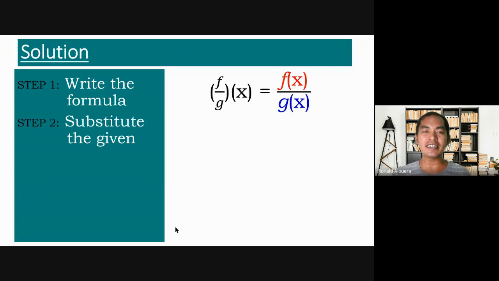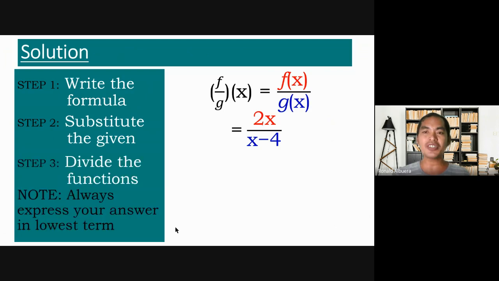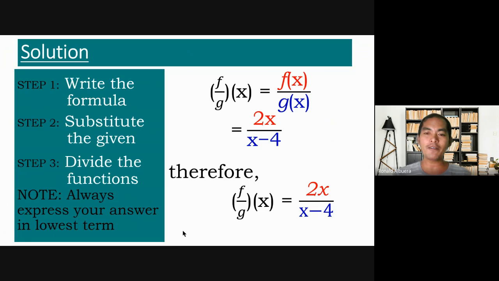Then, next step is to substitute. Our f of x is 2x. Our g of x is x minus 4. Okay, since you cannot simplify that because that's already in lowest term, therefore that's the final answer. f over g equals 2x over x minus 4.